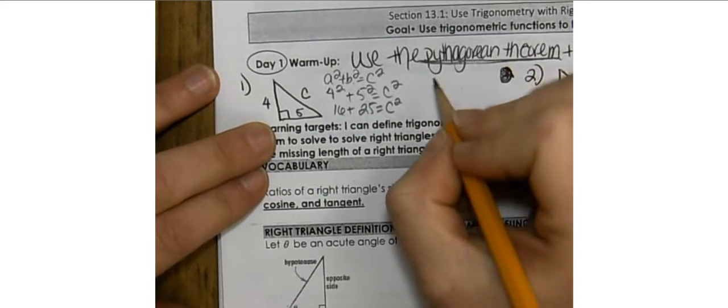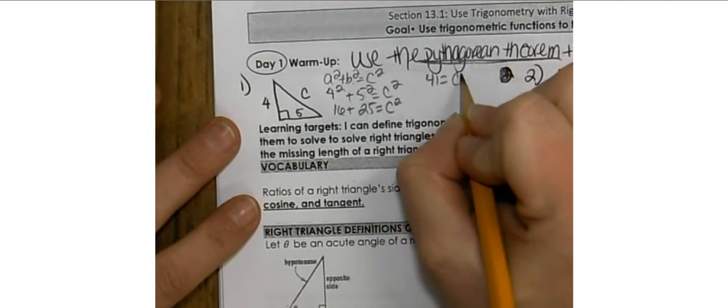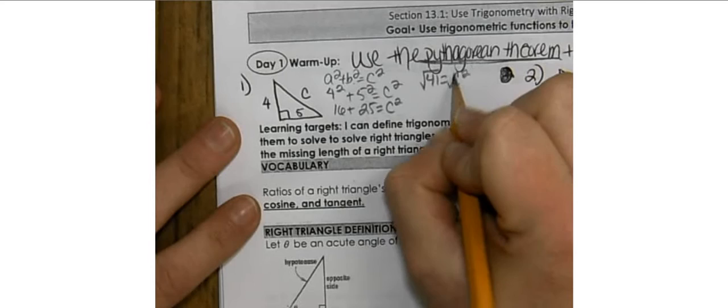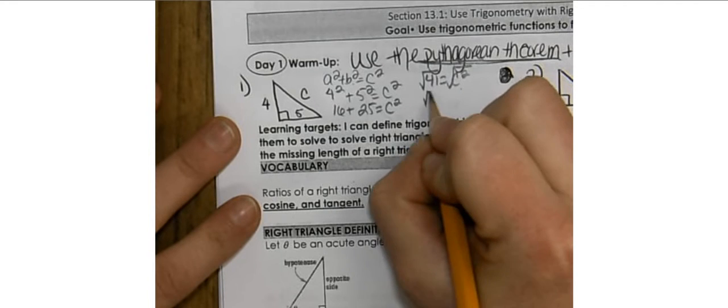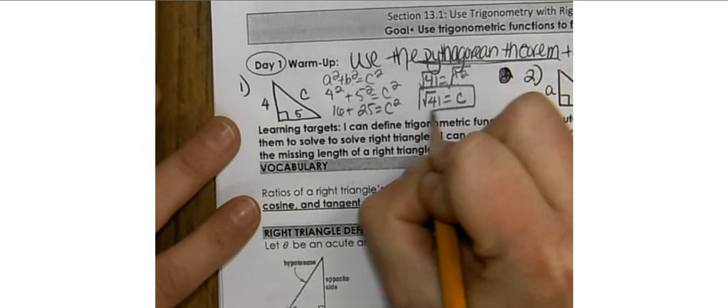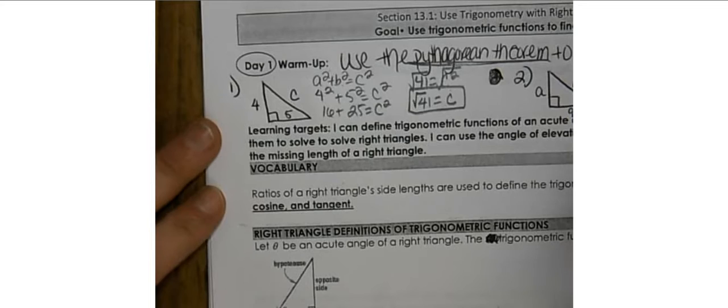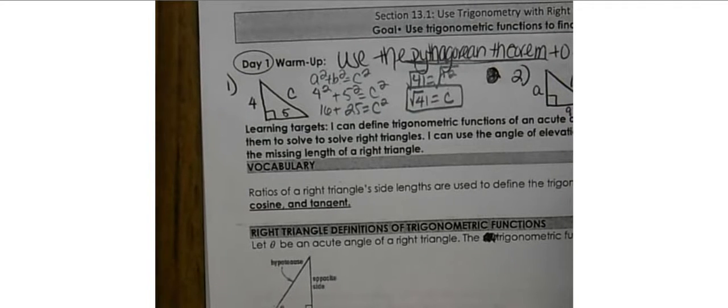So 4 squared is 16, 5 squared is 25, and this is going to be equal to c squared. 16 plus 25 is equal to 41. So 41 is equal to c squared. In order to get rid of a square, we take the square root of both sides, and our answer is simply the square root of 41 is equal to c. We would not use plus or minus because it does not make sense to have a negative length. So simply our answer is the square root of 41.